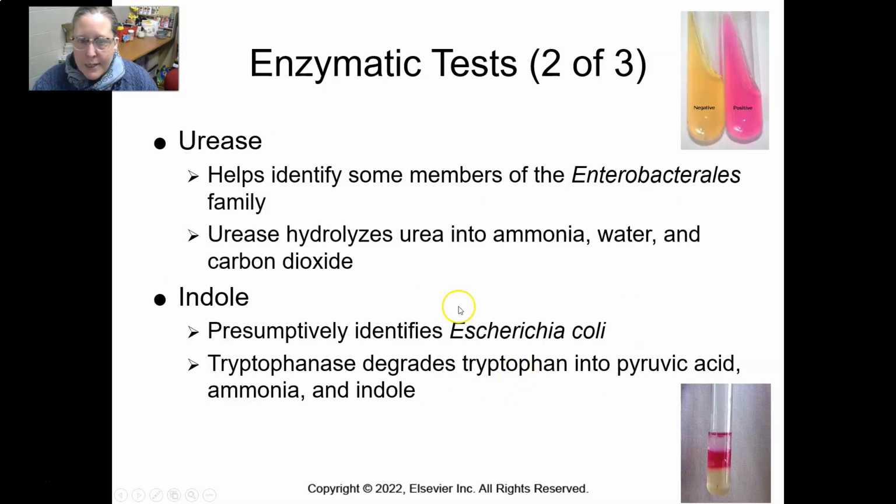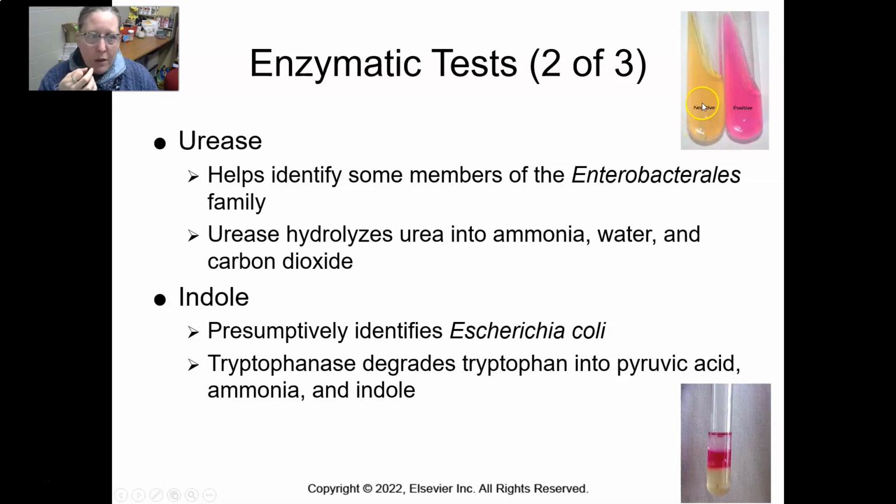Then we have the urease test. It can help identify some of the members of the Enterobacterales family, so like E. coli and all of its friends. But for example, it can be used for H. pylori. So if you've ever seen the test for H. pylori that's done off the biopsies, the physician will do an endoscopic procedure and get a biopsy from the stomach ulcer, and they'll put it in the media that is a urease media. So initially the media looks like this with the biopsy in it. So it's on a card, right?